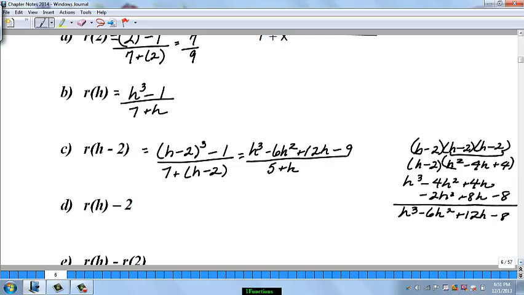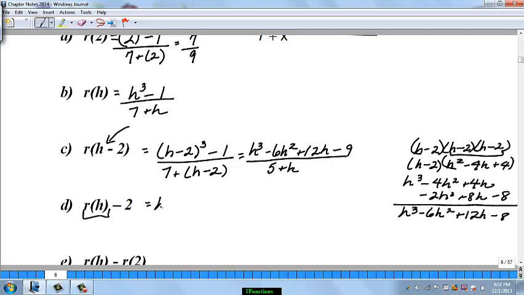Now, this one says they want you to see here I've got r of h. Then here I have r of h minus 2, where it's all in the input area. Now I have r of h minus 2. Do you see the difference? Well, r of h we've already done up here, so you don't have to do it again.